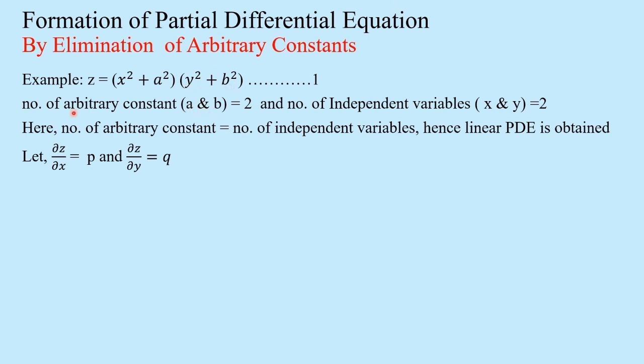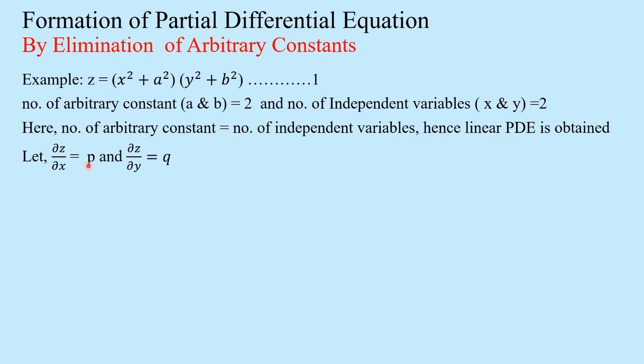Number of arbitrary constants is equal to 2. x and y are independent variables. Number of independent variables is equal to 2. Here number of arbitrary constants is equal to number of independent variables, hence we get a linear PDE.